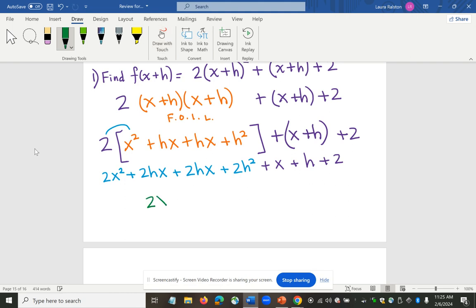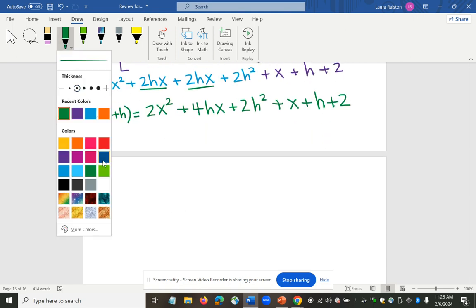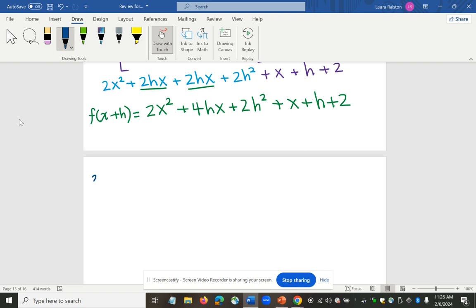So I have 2x squared, 2hx plus 2hx makes 4hx, plus 2h squared plus x plus h plus 2. And that corresponds to f of x plus h. Then I'm going to deal with the numerator of my difference quotient. Okay, so then the second step is we're going to find f of x plus h minus f of x. Okay, that's the numerator.